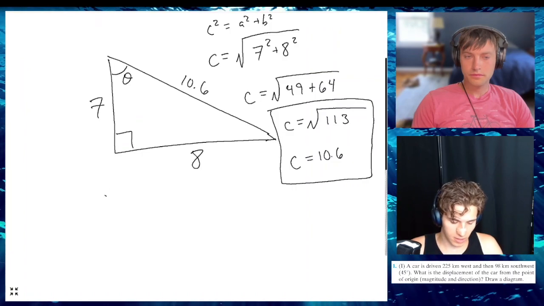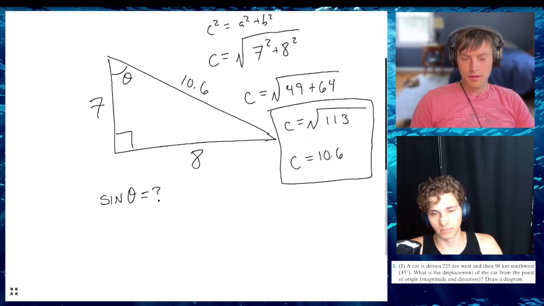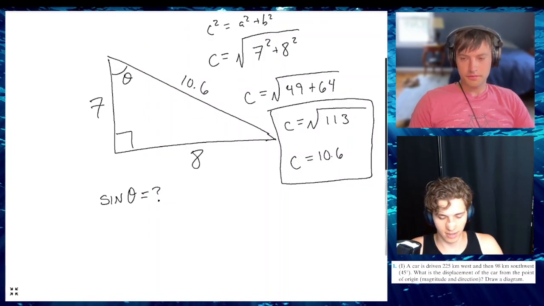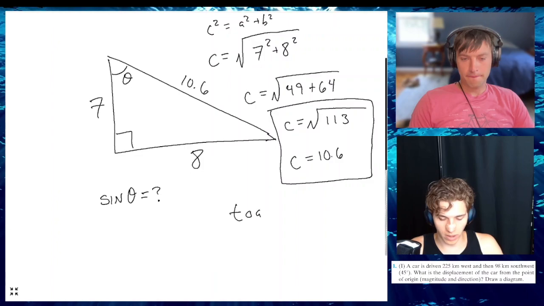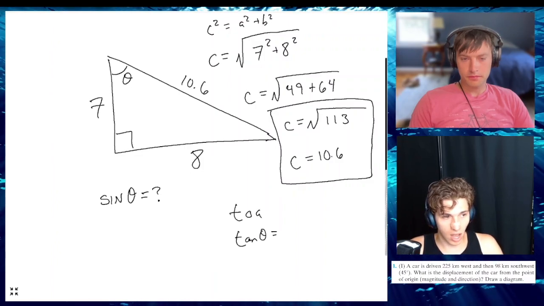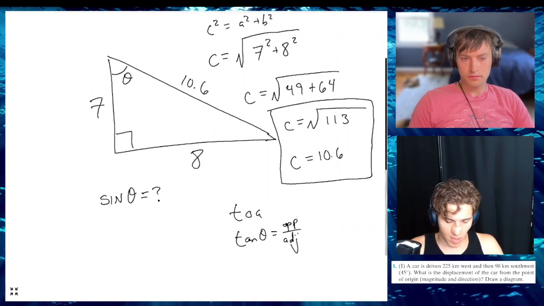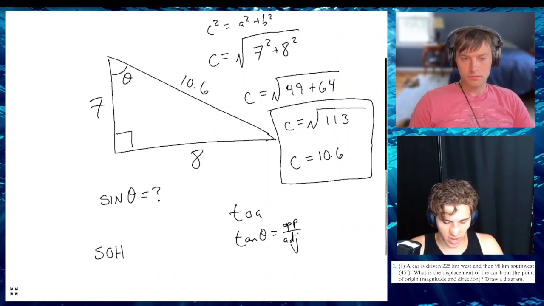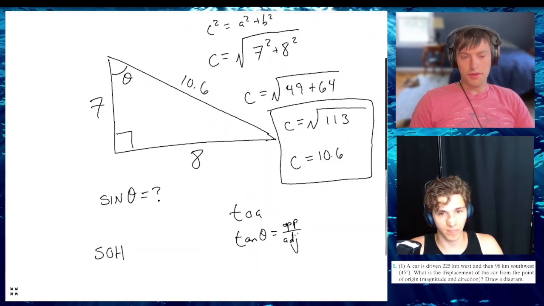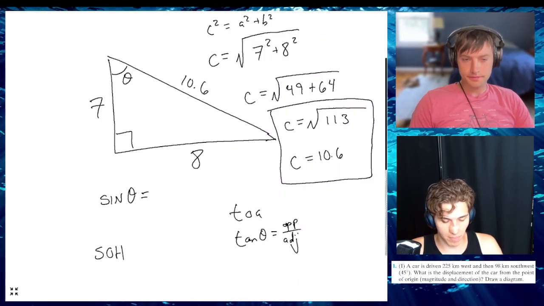Can you find sine theta? What does sine theta equal? Is it the opposite over the adjacent? That's tan. That was TOA. Tan theta equals opposite over adjacent. Remember SOH, S-O-H. What is sine theta equal to? Oh, so it's opposite over hypotenuse. Yes, exactly. Opposite over hypotenuse.